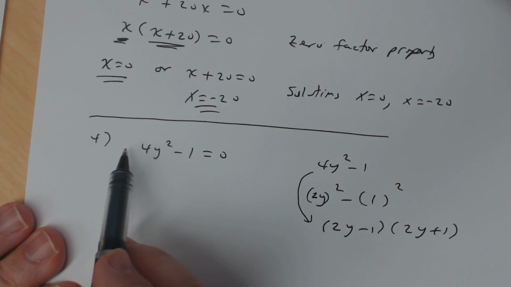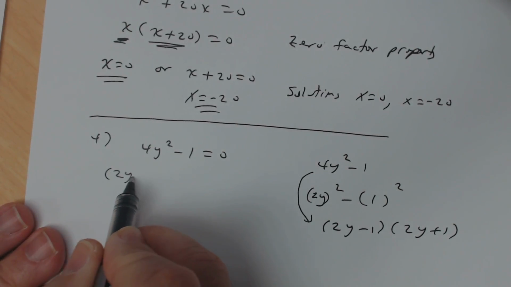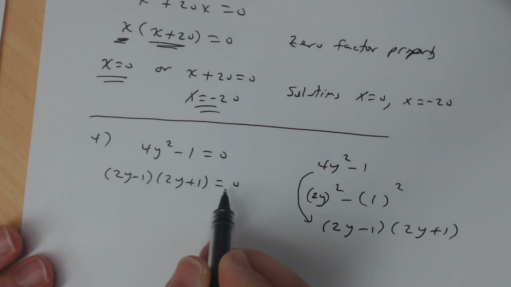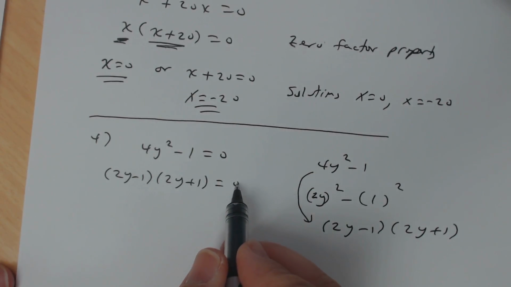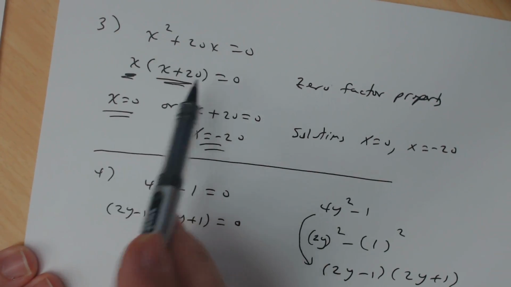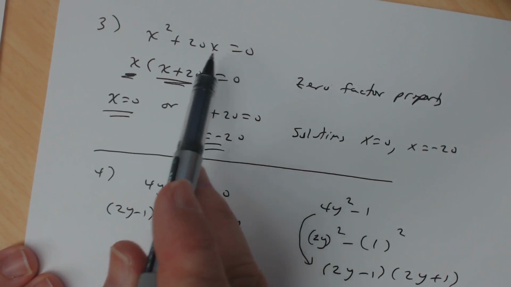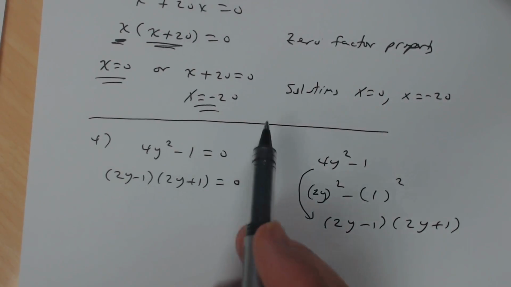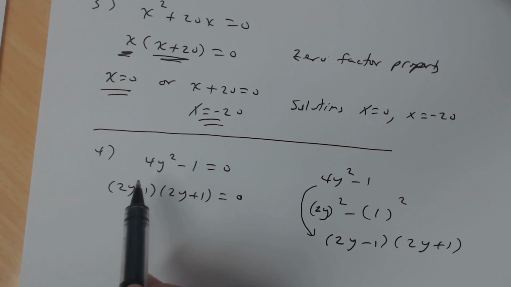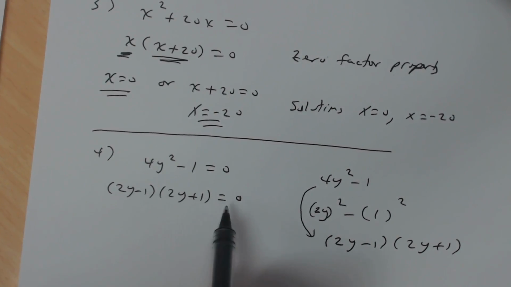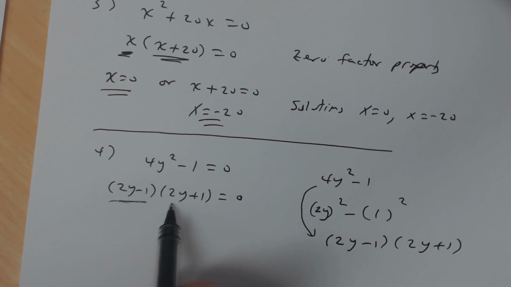All right, so that's going to go here. 2y minus 1 times 2y plus 1 equals 0. Don't forget, you got to say equals 0. You must keep these as equations. See? All these were equal to 0. All right, so according to the zero factor property, that means that if I have two factors whose product is 0, then one of them has to be 0.